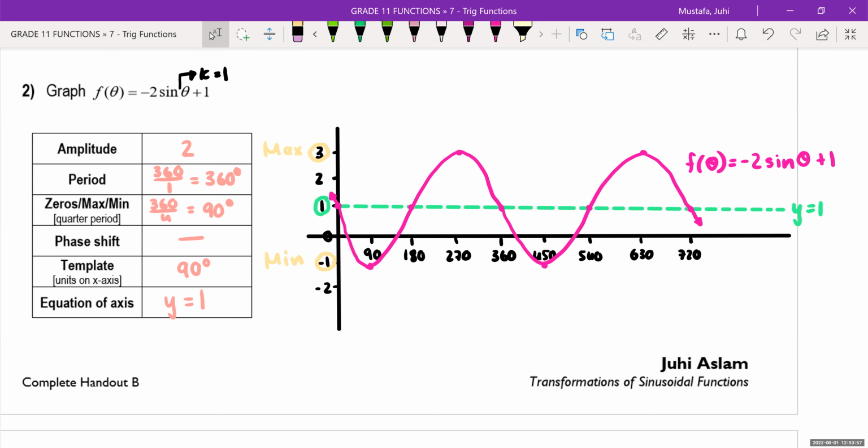Let's do a check. So is the equation of axis at y is equal to 1? Yes, it is. Is my amplitude 2? So that means from the equation of axis, does it go up 2 and down 2? Yes, it does. From the start of the pattern to the end of the pattern, like 1 cycle, have I covered 360 degrees? Yes, I have. And something important is happening every 90 degrees. So we've covered everything. And by the way, the negative means the graph is flipped over, and that's correct as well.